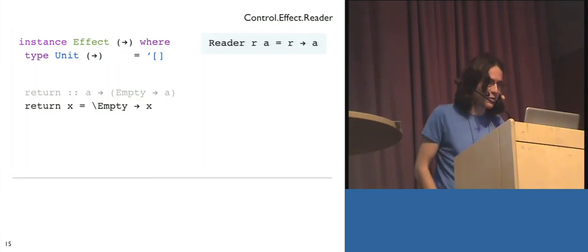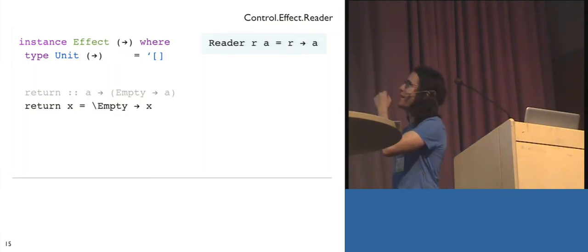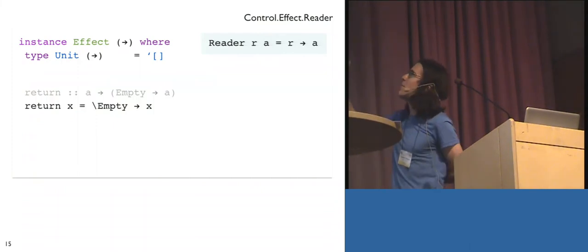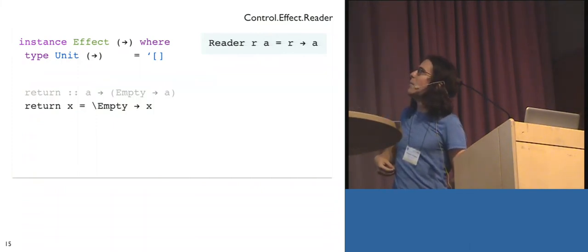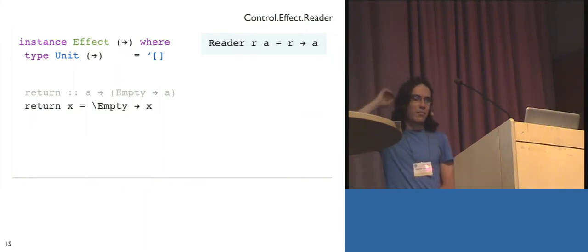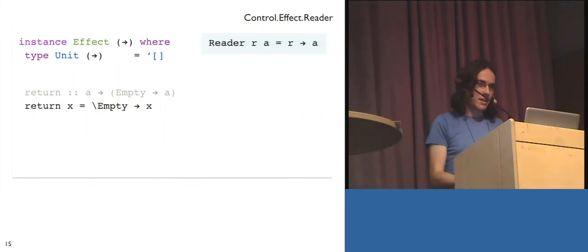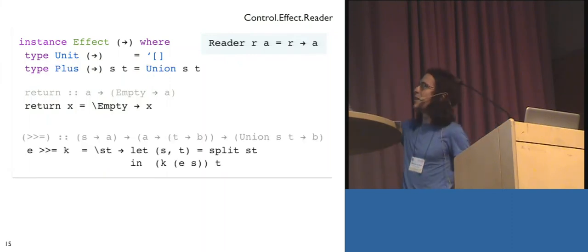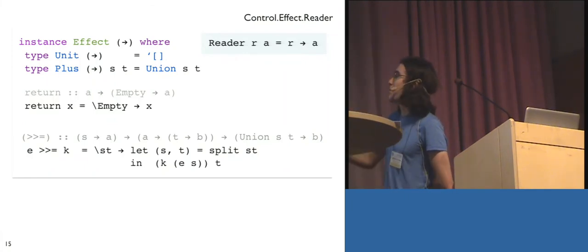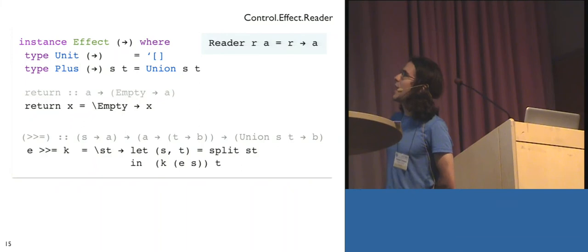Oh no, sorry, this is actually showing you the instance for reader. So readers are just exponents, so if I'm reading R and getting an A, it's just a function from R to A. I'm going to simplify it by writing it like this, so I don't have to write too many constructors. So the unit effect is just the empty set, and I just pattern match on empty and return the value I'm returning.